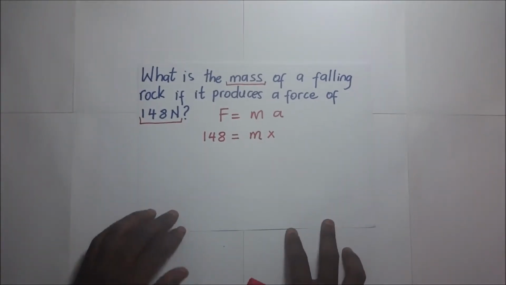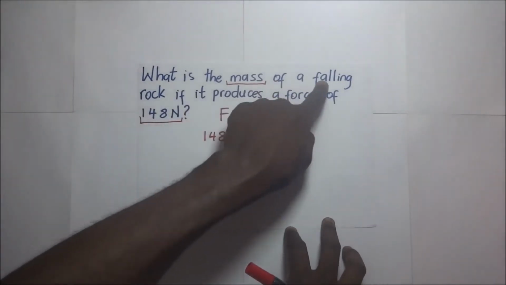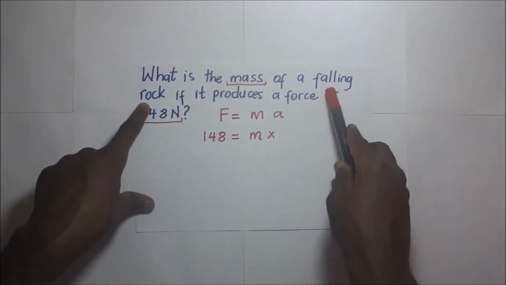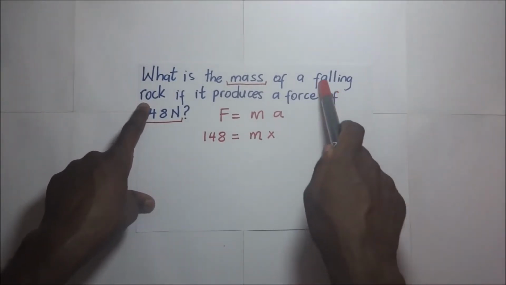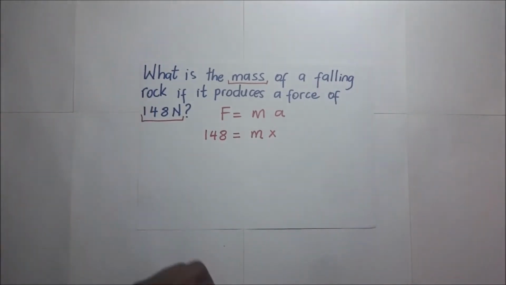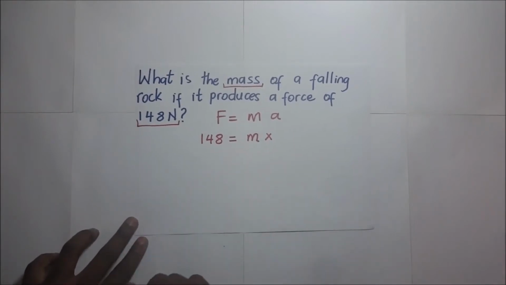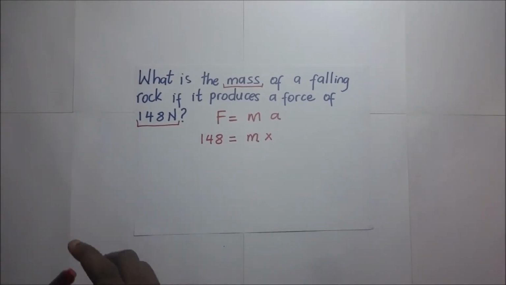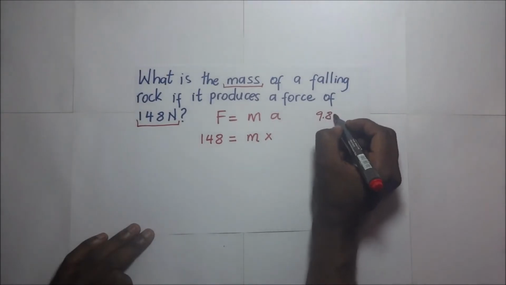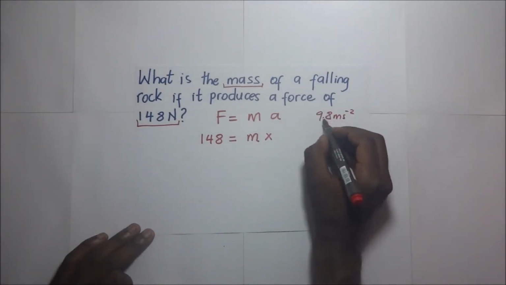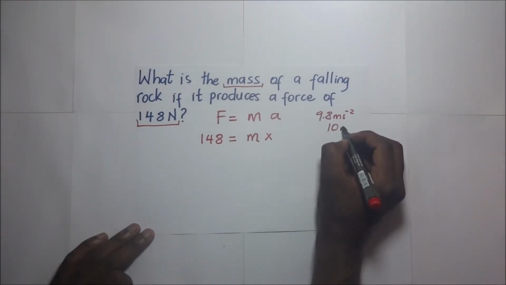Now the question does not state the acceleration anywhere. But if you look at the question, it's asking what is the mass of a falling rock? It means that it is falling from above towards the earth. Now if a rock is falling, it is falling under the influence of gravity, and gravitational attraction has a certain force. The acceleration due to gravity is a constant, which is either 9.8 meters per second squared, or if you round this off, it's 10 meters per second squared.